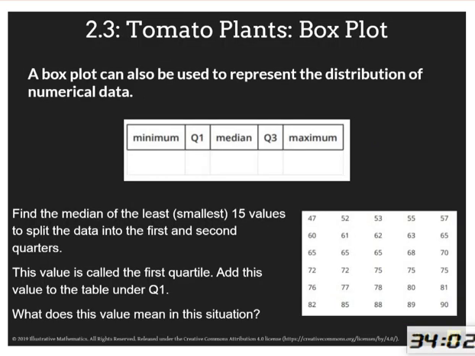All right, the next question asks you to find the median of the lowest 15. So here are the lowest 15 values. Now we want you to find the middle number for the smallest 15 values. So why don't you take about a minute and 10 seconds. We'll reconvene at 36 and we'll find Q1.